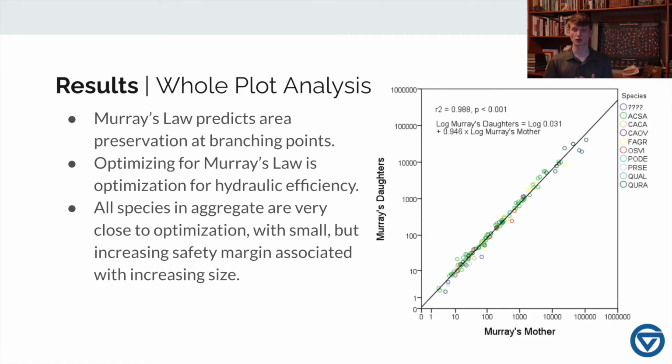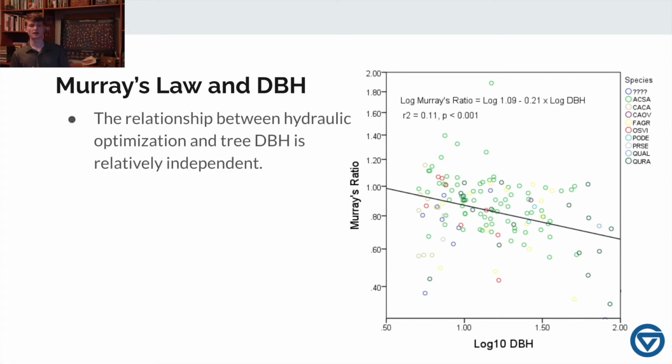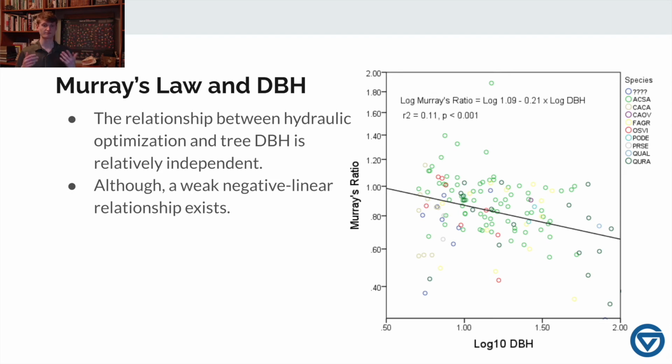So this next chart is looking at the same situation from a different way. The previous chart, that ratio has basically been put just on the y-axis, and it's being compared against the log 10 DVH on the x-axis. And this shows, it's got a low r-squared value, that the relationship between hydraulic optimization and the tree DVH, its size, is relatively independent, but there's a weak negative linear relationship. And that's just showing, again, from a different angle, that as trees grow in size, they lose a little bit of their hydraulic efficiency, but not that much.